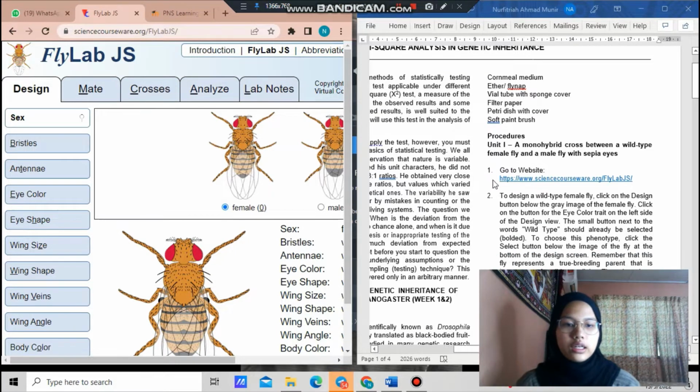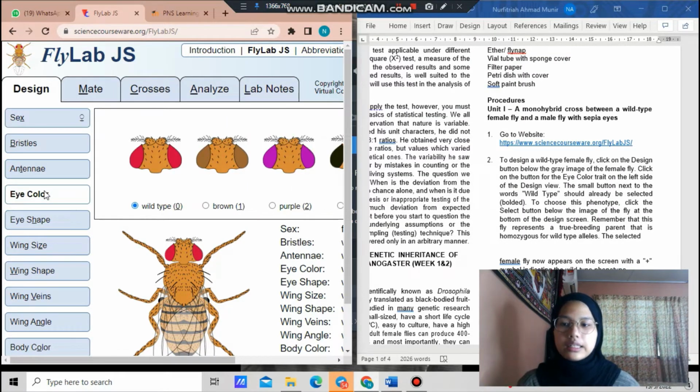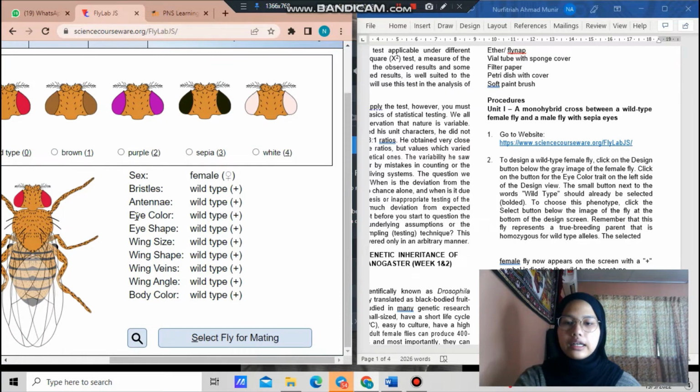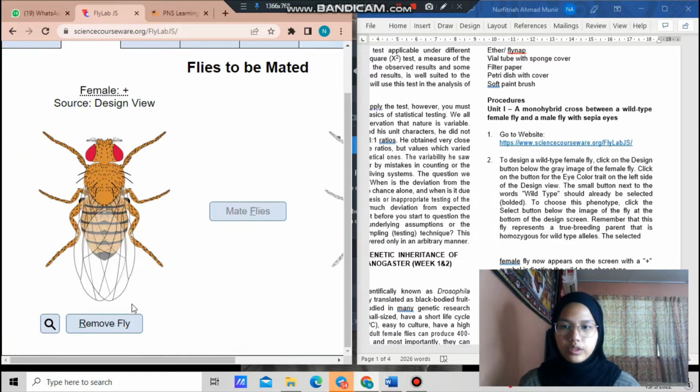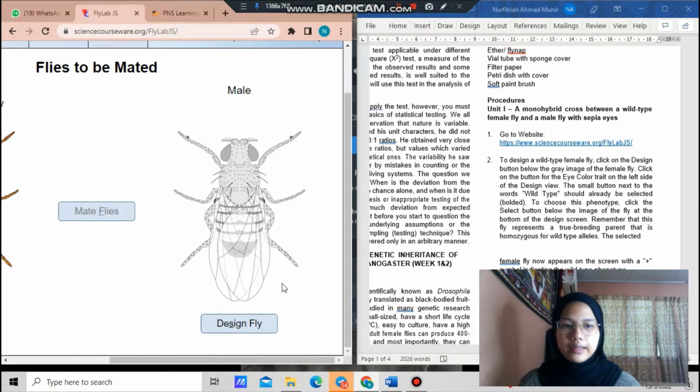So first, to design a wild type female fly, click on the design and then click on the button for the eye color. So this one is female, we start with female. Then click eye color and click wild type. Next, click the select fly formatting. Okay, done. Next, proceed with the male fly.